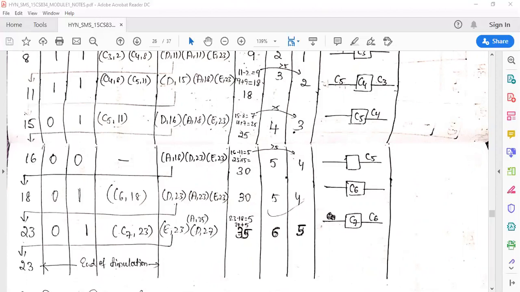So 16 minus 11, when the fifth customer came at 11, right? And he went out at 16. So 16 minus 11 is 5. So add that 5 to this value, 25 plus 5 will get it as 30, right? So it is 5 or more minutes, so increment your F.